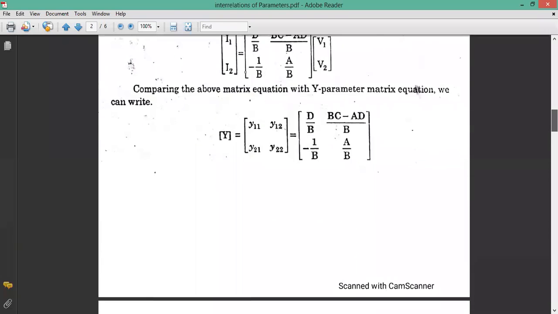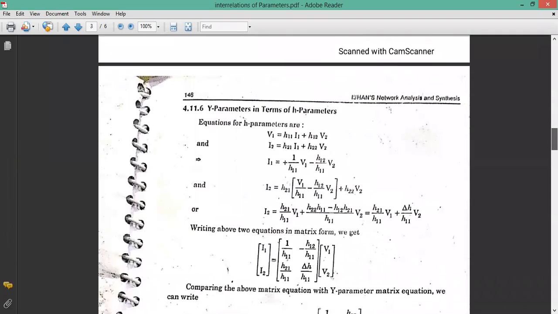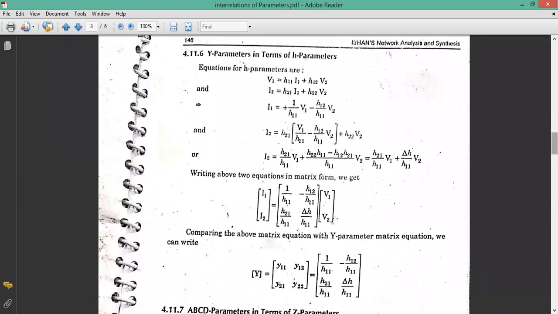Now again, if you see the third equation, we have a simple equation, that is Y in terms of h parameter. Now see again, you have to solve Y parameter in terms of h parameter. What do I have to do? First, the h parameter equations: V1 is equal to h11 I1 plus h12 V2, and I2 is equal to h21 I1 plus h22 V2. Two equations of h parameter.